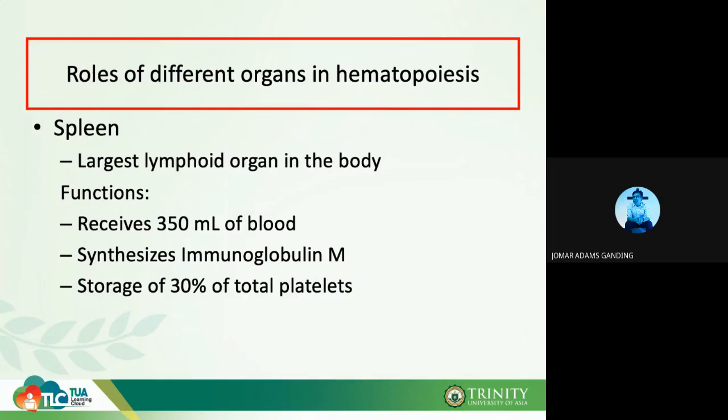So the spleen, once again, is the largest secondary lymphoid organ. It receives 350 ml of blood. It synthesizes your immunoglobulin M and it stores about 30% of your total platelets. Okay? It stores 30% of your total platelets. So 70% is circulating, 30% is stored. Okay?